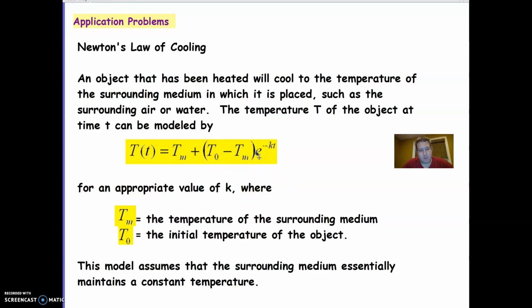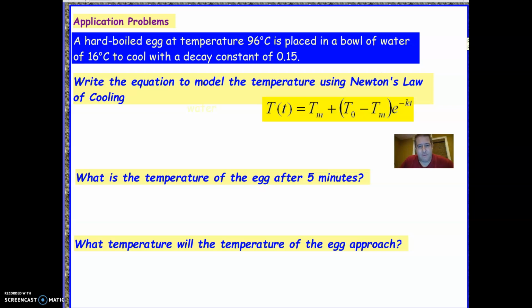Now, we have to assume that this equation only works if the temperature of the medium stays the same. So, in other words, if you put a very hot object into a small confined box, then the air is going to actually heat due to the item heating up the air that's surrounding it. So we have to assume that it's not going to affect the temperature of the medium.